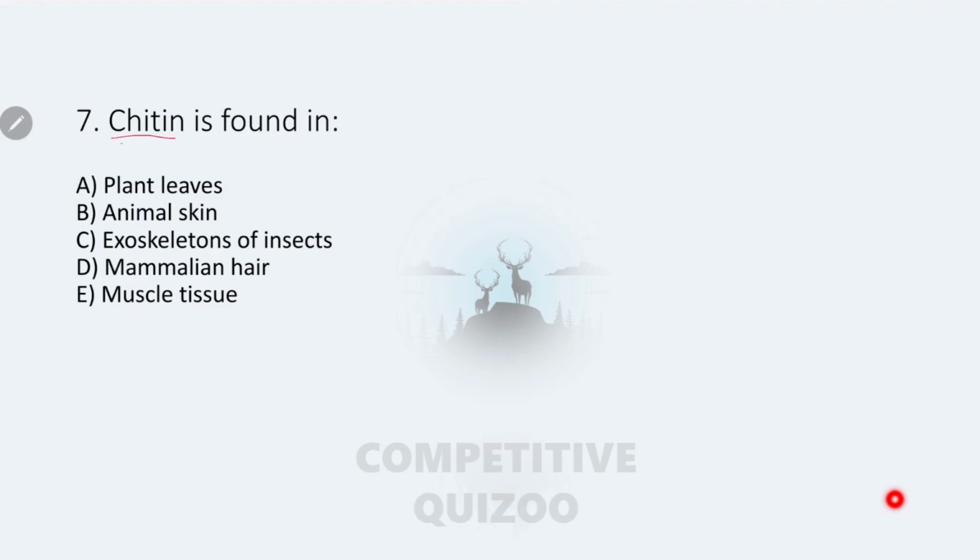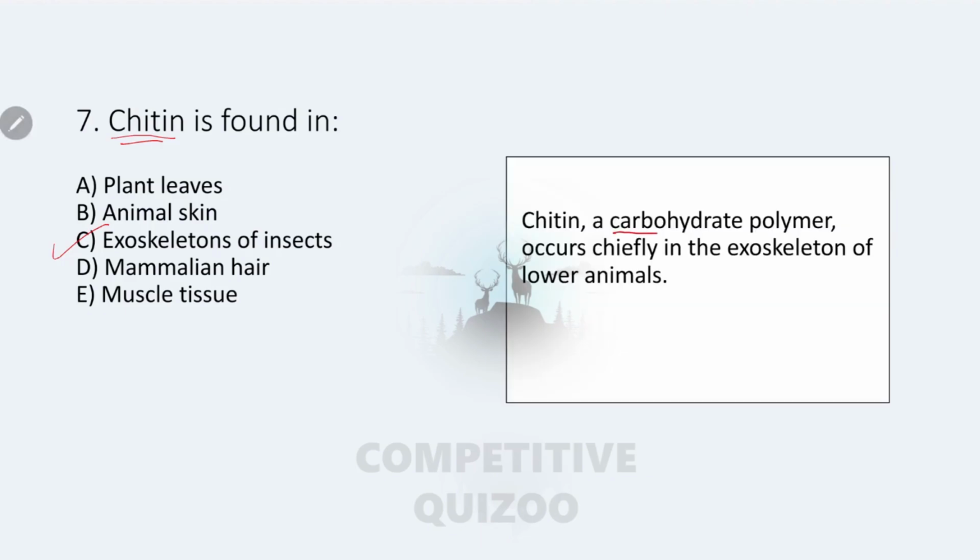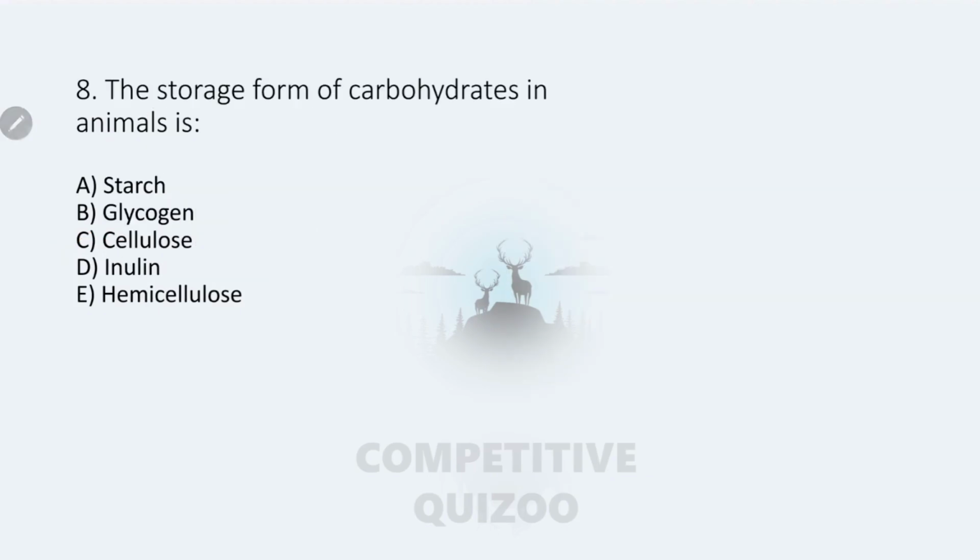Coming to the next question. Chitin, or some pronounce this as chitin, is found in, given options are plant leaves, animal cells, exoskeleton of insects, mammalian hair, muscle tissue. The answer to this question is exoskeleton of insects. Chitin is a carbohydrate polymer which occurs chiefly in the exoskeleton of lower animals. Lower animals means lower strata of animals. So insects is the right answer.